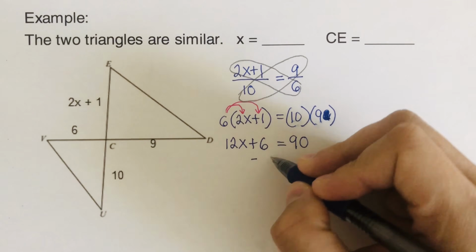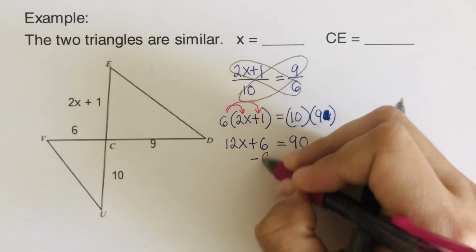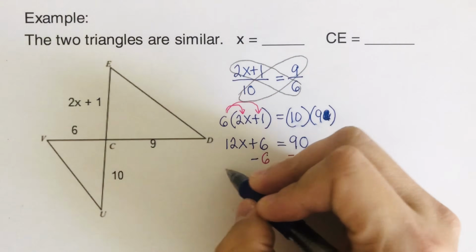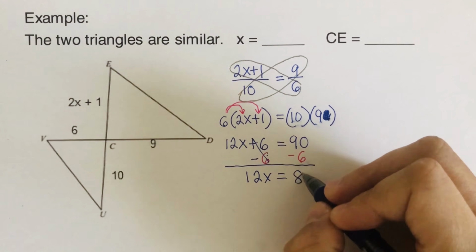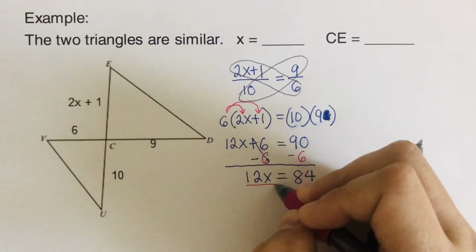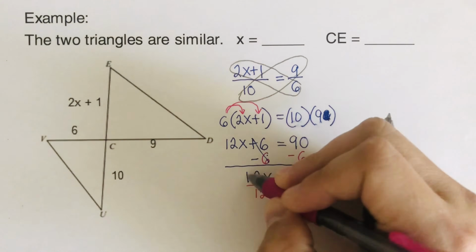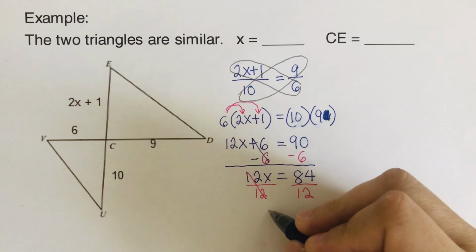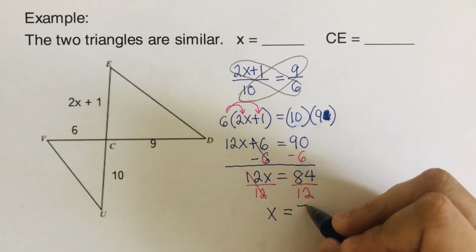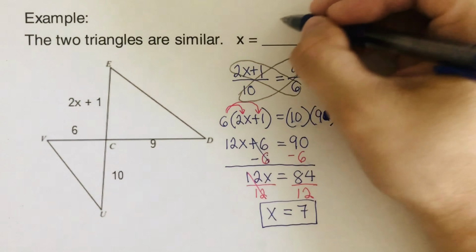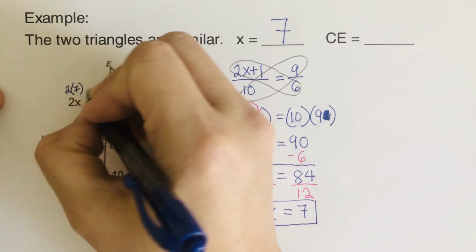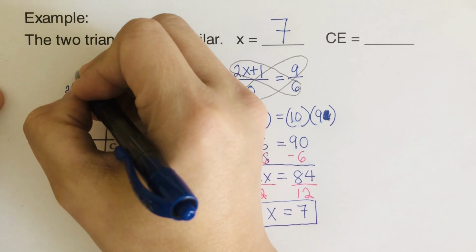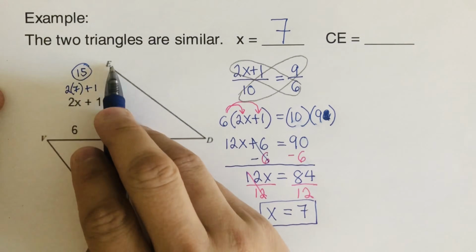So I'm going to subtract 6 from both sides here. Subtract 6 and subtract 6. Then we are able to get 12x is equal to 84. From here, we're going to divide both sides by 12. Then we are left with x is equal to 7. So the x here is 7. And we're supposed to find the length of CE. So CE would be 2 times 7 plus 1. That would be 14 plus 1 is 15. So this side right here is 15.